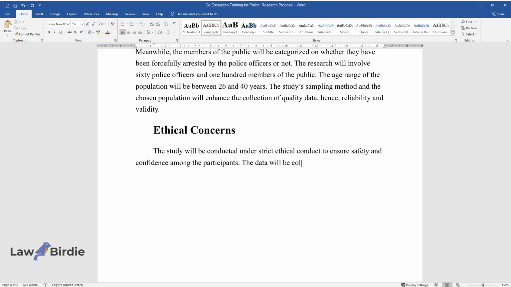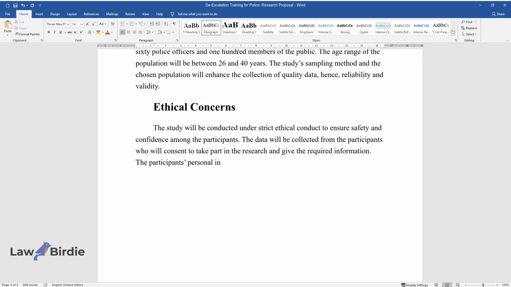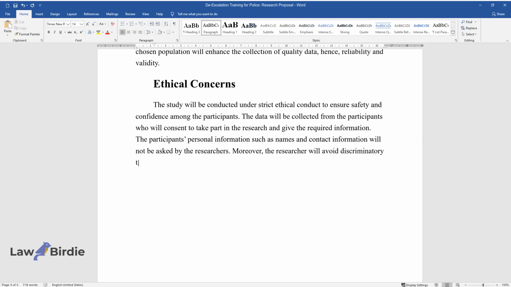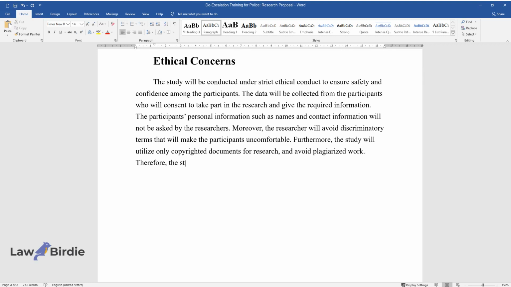The data will be collected from the participants who will consent to take part in the research and give the required information. The participants' personal information such as names and contact information will not be asked by the researchers. Moreover, the researcher will avoid discriminatory terms that will make the participants uncomfortable. Furthermore, the study will utilize only copyrighted documents for research and avoid plagiarized work. Therefore, the study will be ethical for effective data collection.